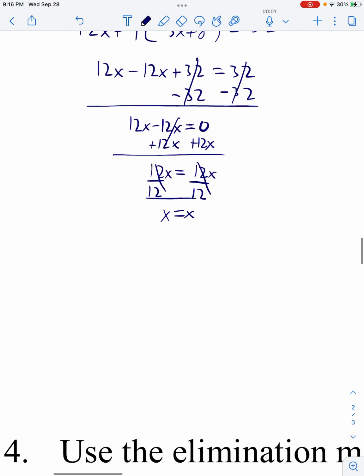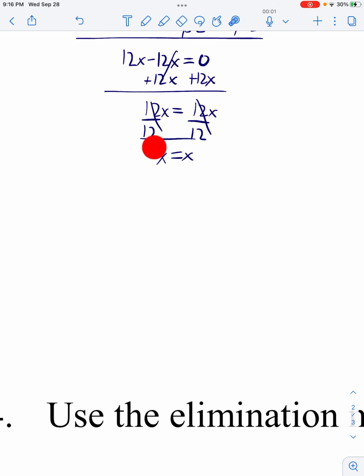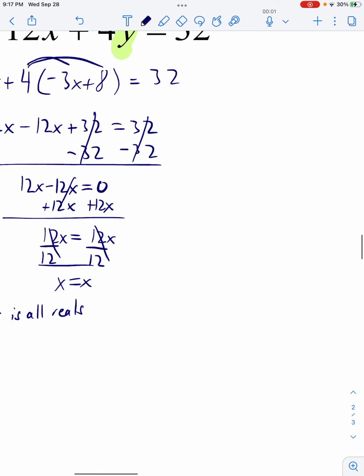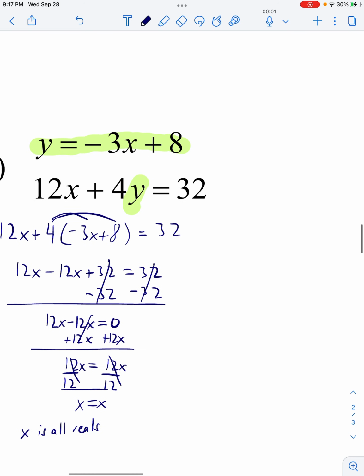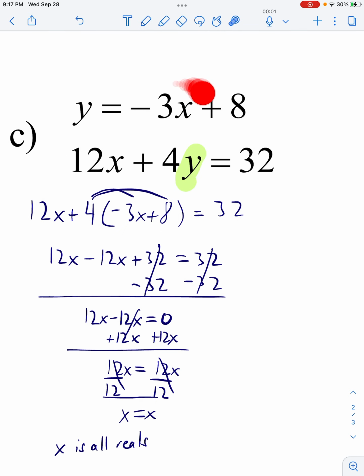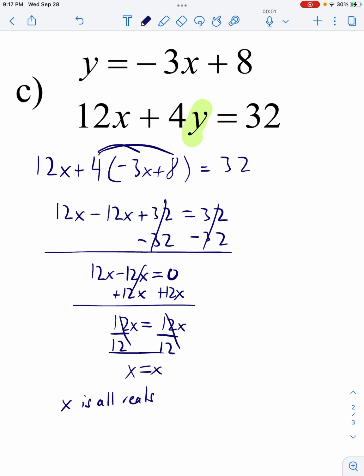This is strange, right? x equals x, okay? So the solution for x would be any number that equals itself. Well, guess what? Every single number that there is equals itself. So the solution for x is all reals. x can be anything. Since x can be anything, y can be anything, since x is any number we want.